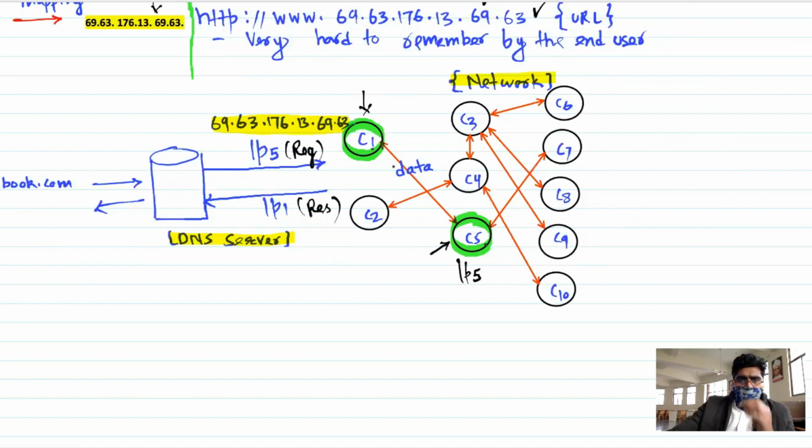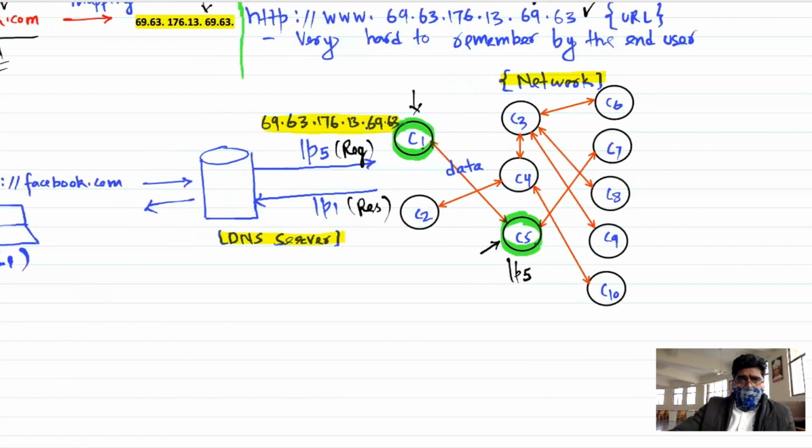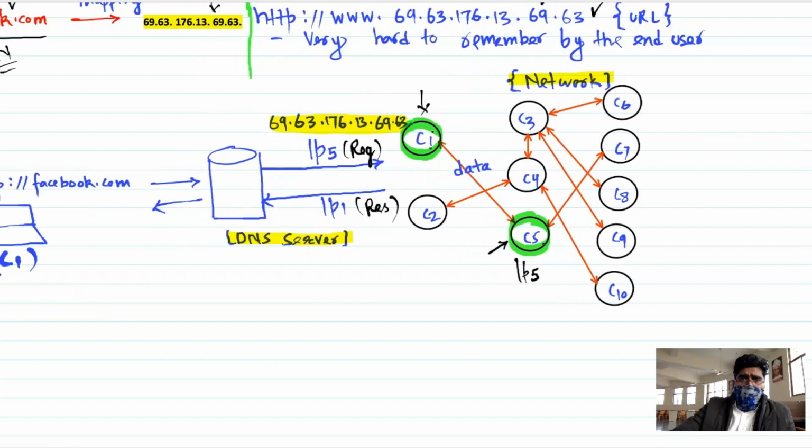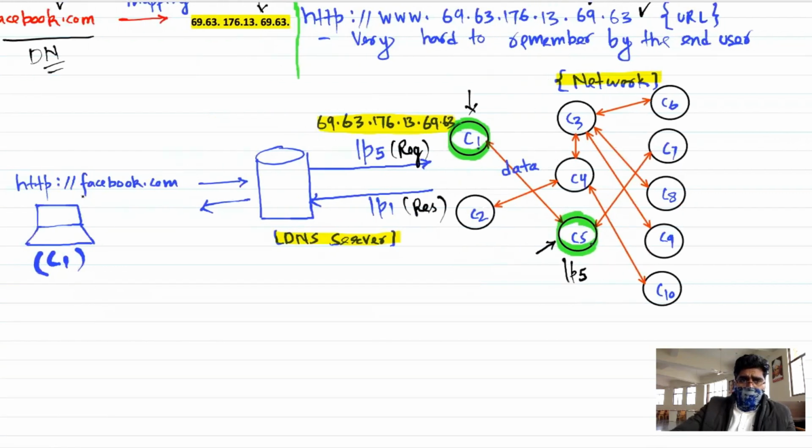So when C1 sends a request to C5, C1 is only aware of the domain name, because I don't know the IP address of a server unless I search for it. So I only know this thing, plus www dot. So I know this thing. So C1 would hit this URL, right? Then that request will not be directed to C5.